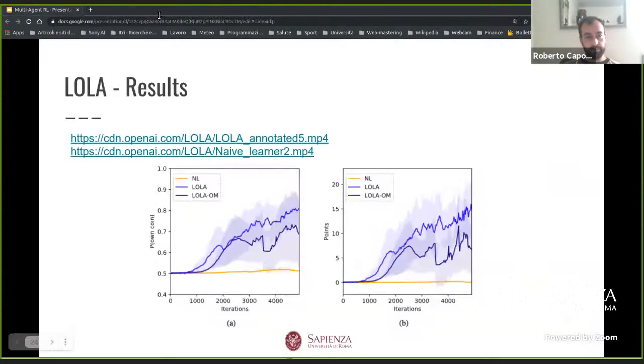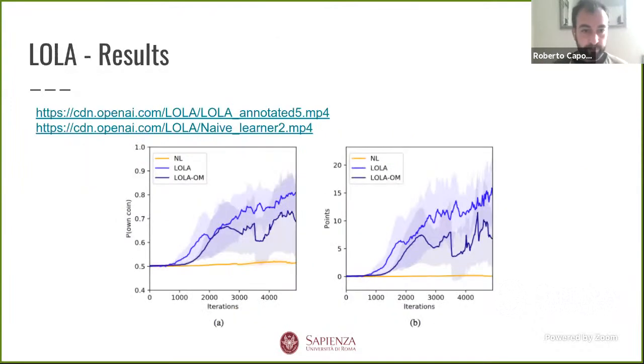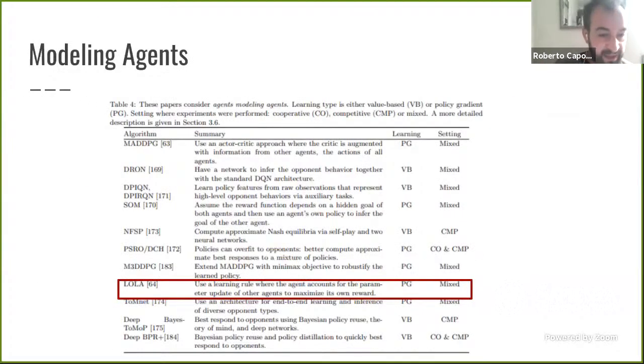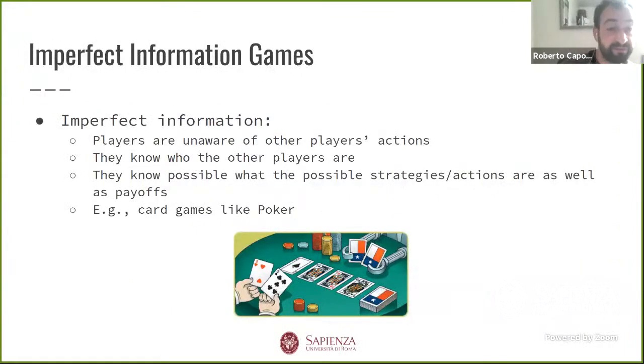Okay, so last but not least, we're going to talk about this NFSP paper, which is used for imperfect information games. And imperfect information games are very important in AI. And actually, there are many papers that have been published regarding this.